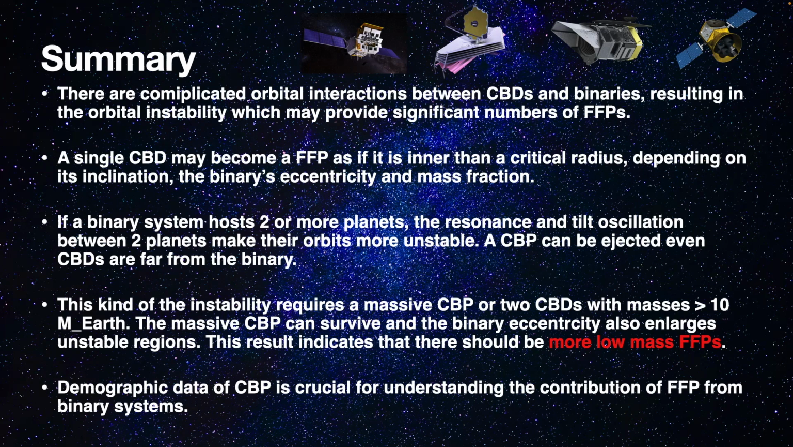And this result indicates there should be more low mass free-floating planets. And the demographic data of circumbinary planets is crucial to understanding the contribution of free-floating planets from binary systems. So that's why I put the several missions like Earth 2.0, JWST, Roman and TESS. So we hope we can find more misaligned circumbinary planets in the future to confirm whether this mechanism is correct or not. Thank you.